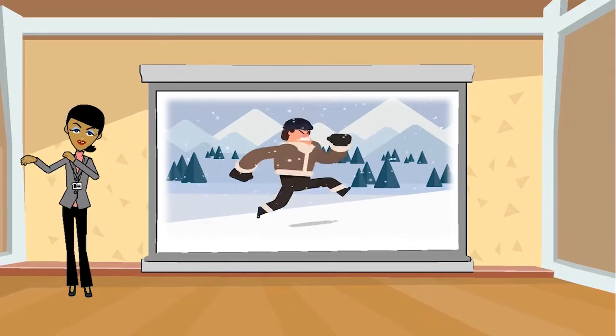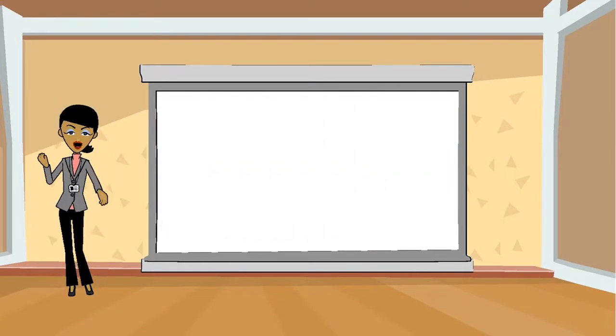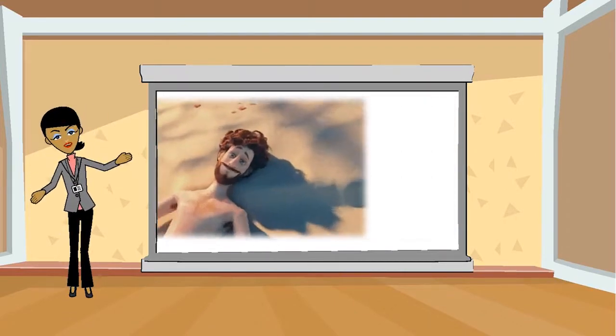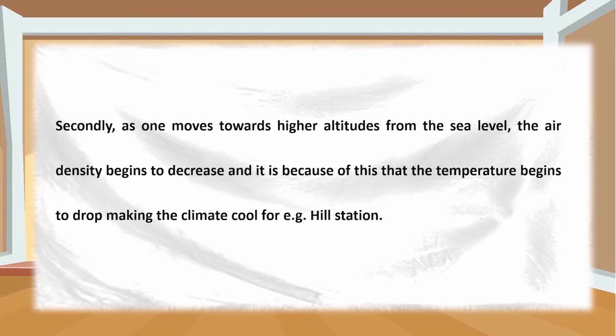Secondly, when a person moves to a higher altitude from lower altitudes like sea level, there is a decrease in the air density due to the decrease in temperature in hilly areas.